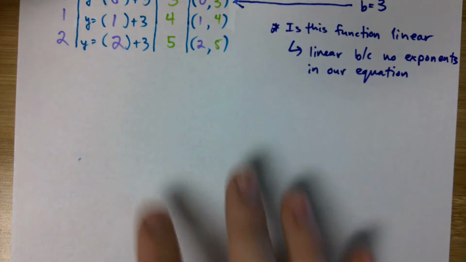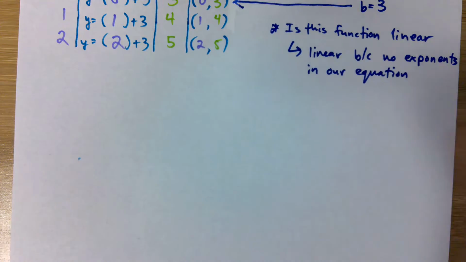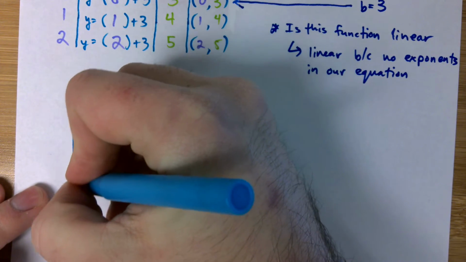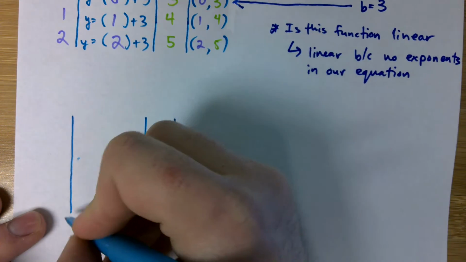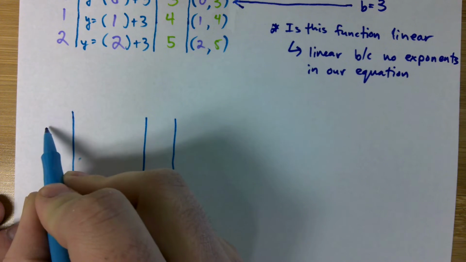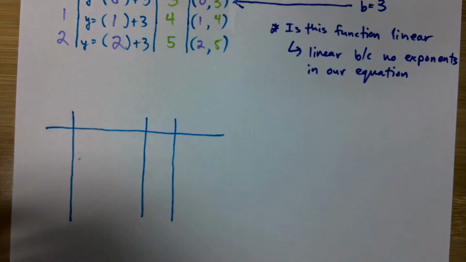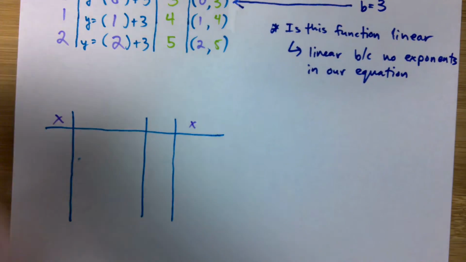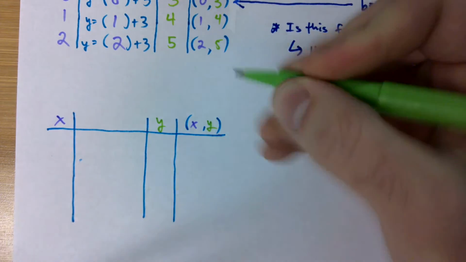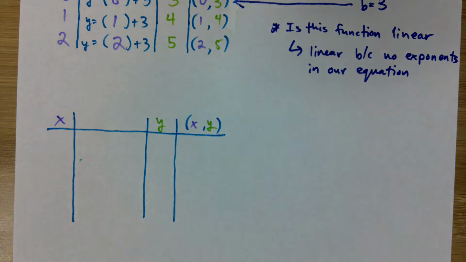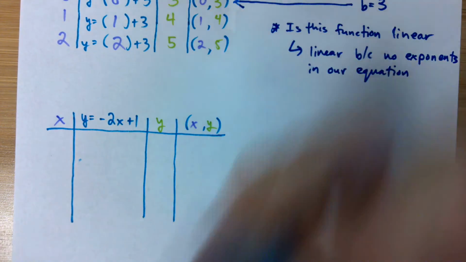I'm going to bring this down, and let's get our second example going. We're setting up another table, just like this one. You won't have to draw the tables on the worksheet, don't worry. Let's do y equals negative 2x plus 1.